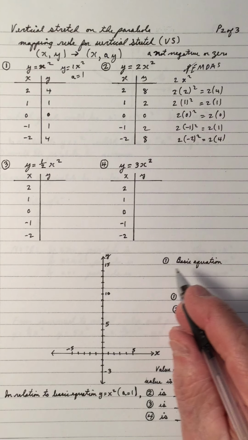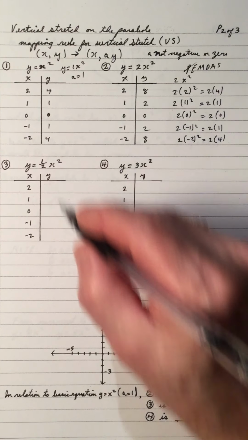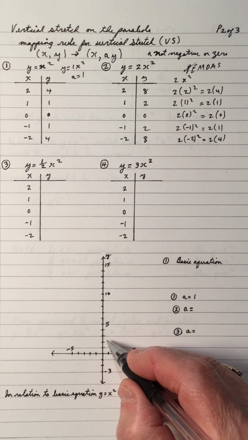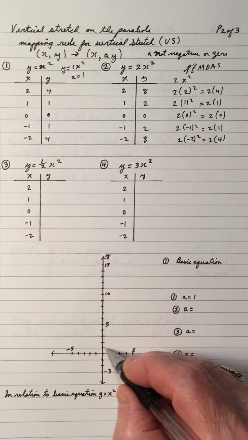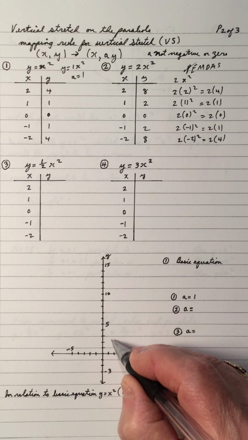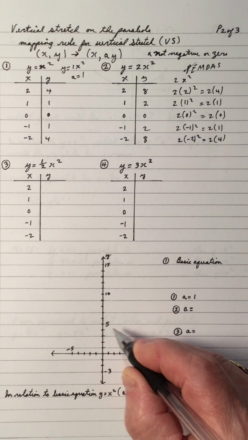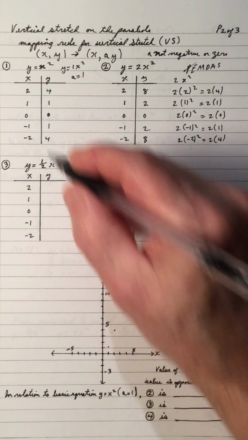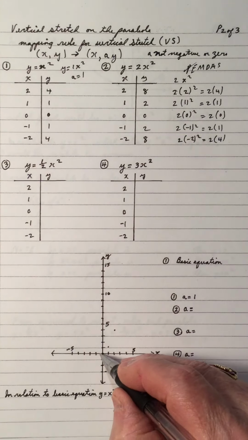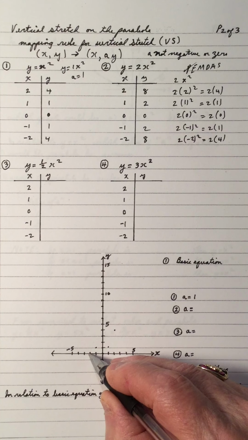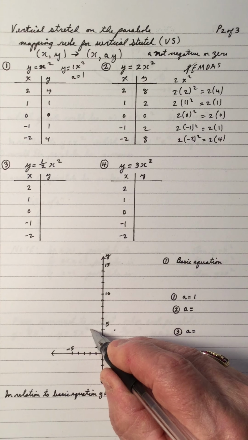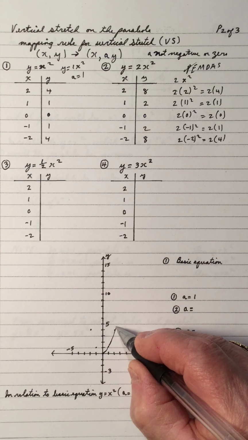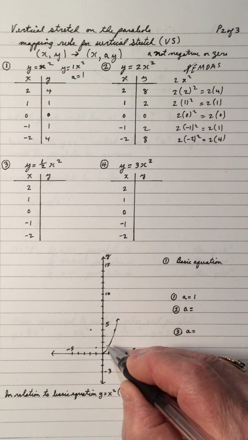And let's have a look at that. Let's look at the graph of the basic one first. So let's graph each one so we won't get confused. The basic graph has 2 and 4, 1 and 1, 0, 0, negative 1, 1, negative 2, 4. So this is your basic parabola. That's the graph of your basic parabola.